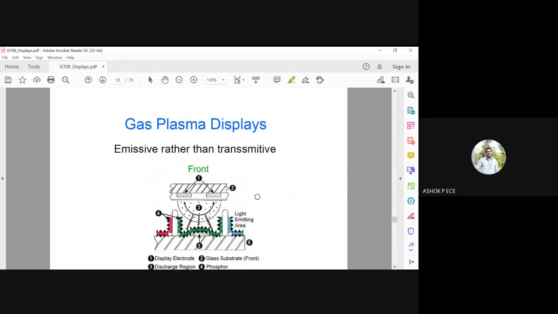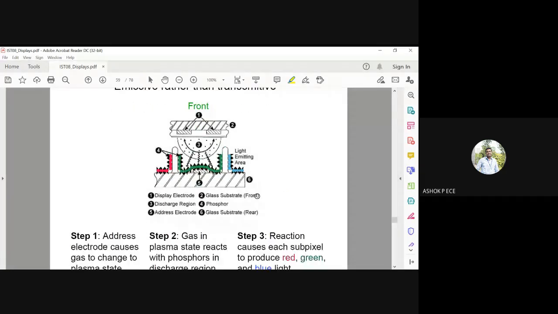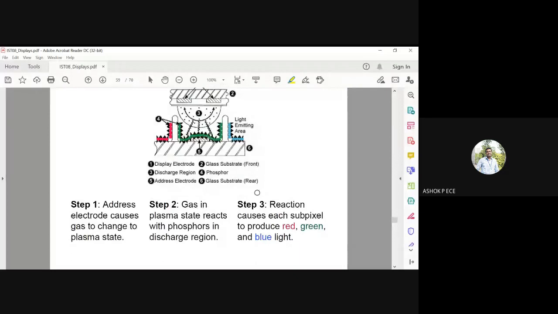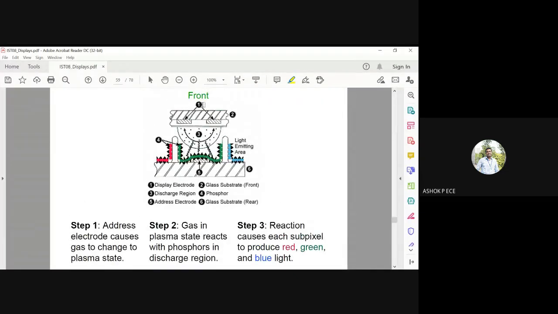So it is going to be emissive rather than transmissive. So it is not going to transmit, it is going to be an emissive type of display. So you see here, the different layers are given. 5 is the address electrode. 1 is going to be the display electrode. 2 is going to be your glass substrate.